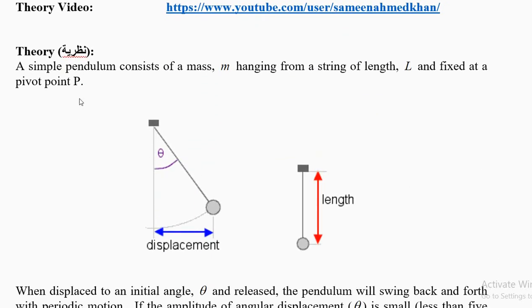Now, let's look at the theory of the simple pendulum. A simple pendulum consists of a mass hanging from a support with length L, and the length is measured from the support to the center of mass. Don't measure it here, don't measure it here, measure it to the center of mass. That's very important. The mass m is not very important.